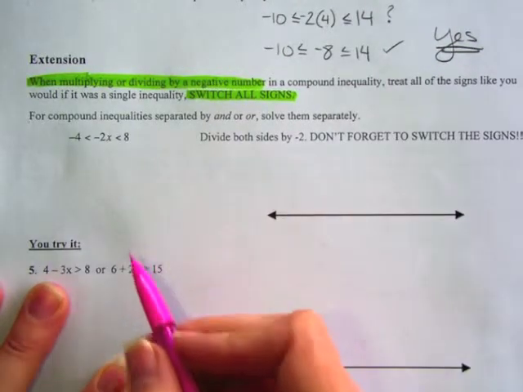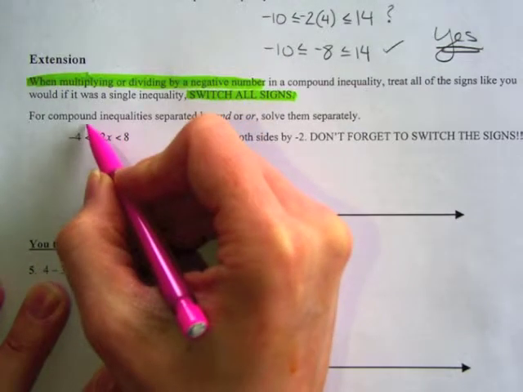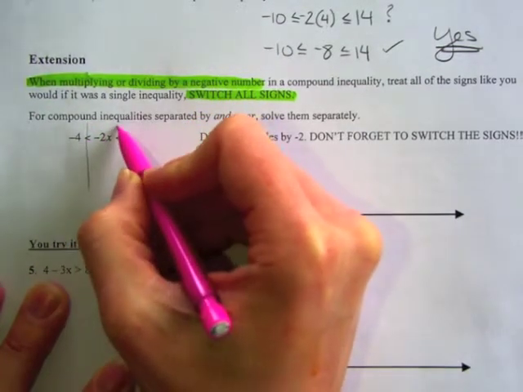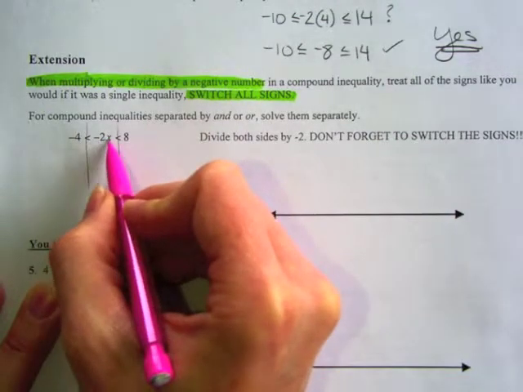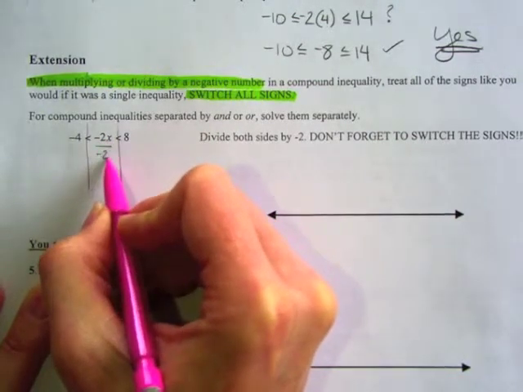So here, solving this compound inequality, I see it's a sandwich, so there's 3 sides. So I have to do the same thing on all 3 sides. It's negative 2 times x, so I'm going to divide by negative 2.